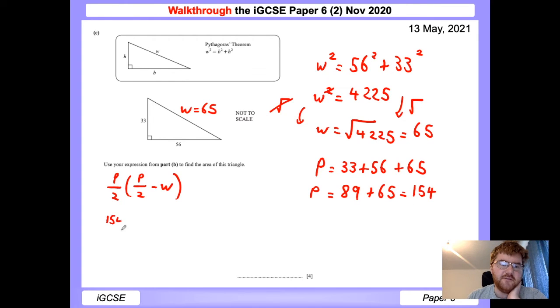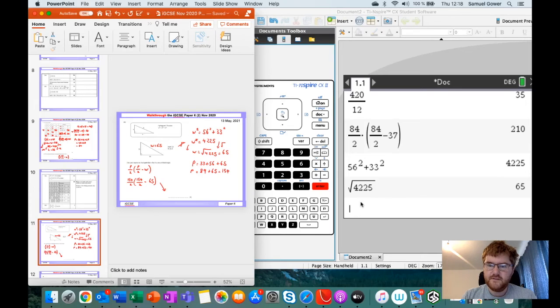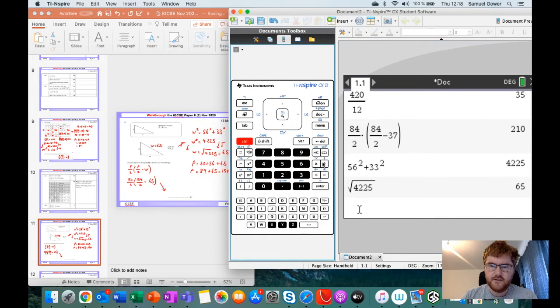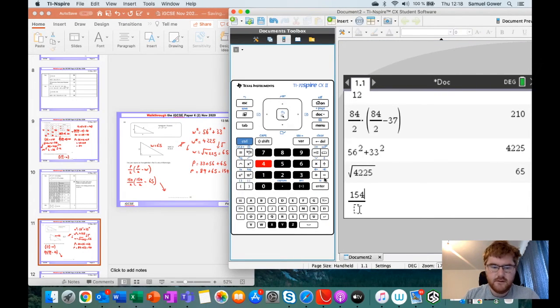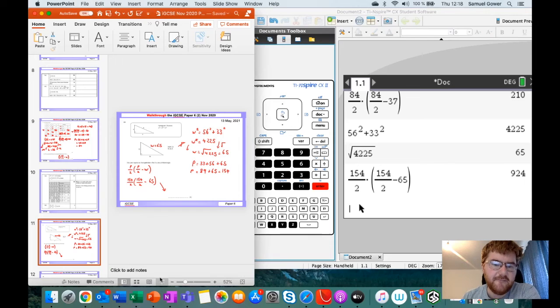So we get 154 over 2, brackets 154 over 2 minus 65, which is this W here. And I'm going to put this into my calculator. So I'm going to quickly do this. Fraction button, 154 divided by 2, multiplied, open brackets, another fraction, 154 divided by 2 minus 65, close brackets, we get 924.